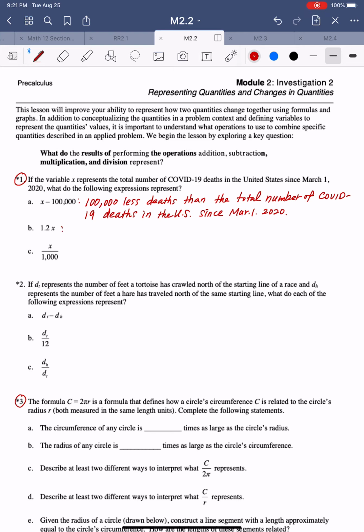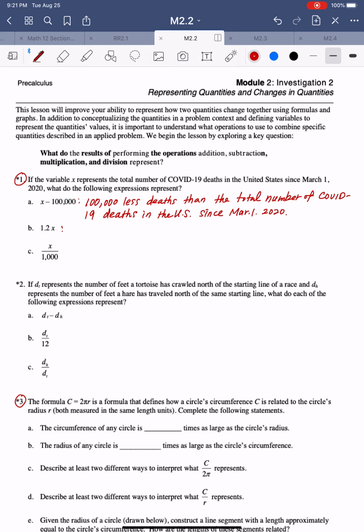So when can we use this one? When we compare the deaths with another country. If you think about another country, there would be a country that has 100,000 fewer deaths than the United States.